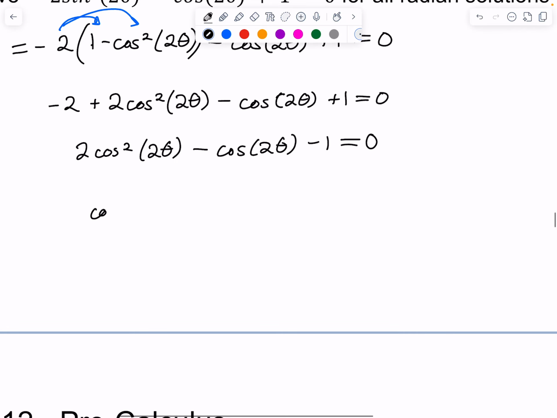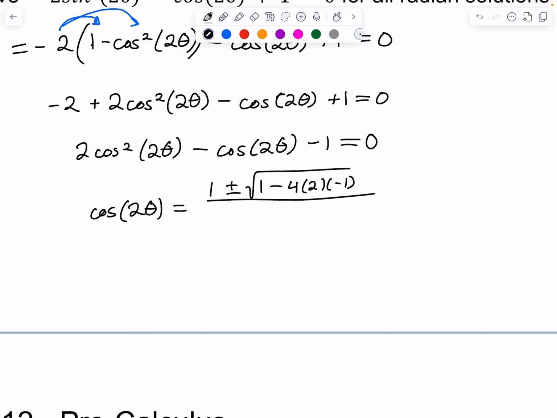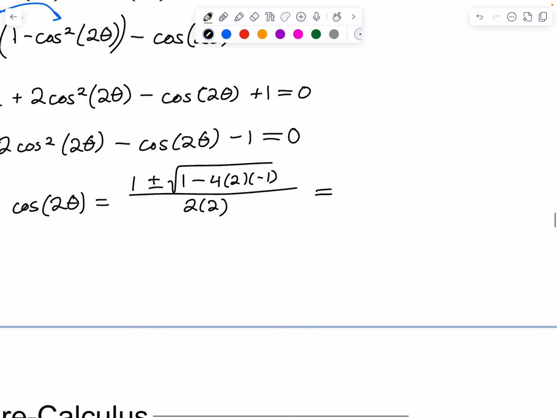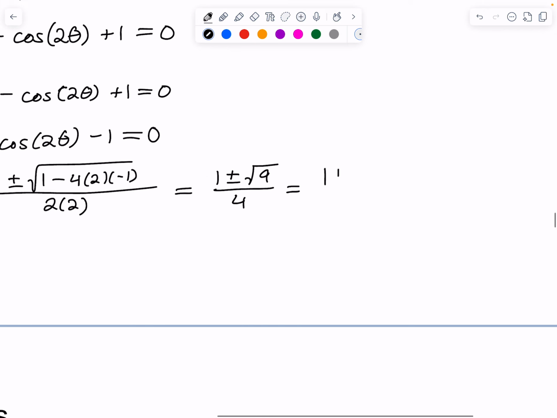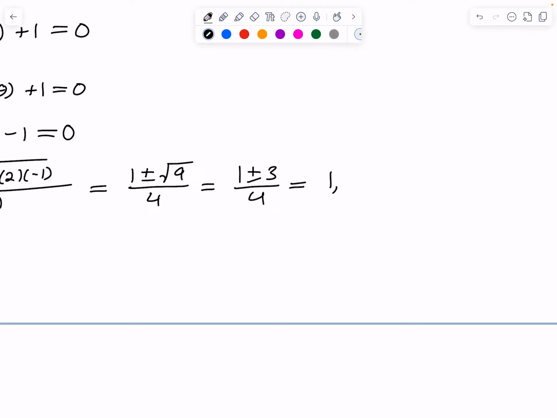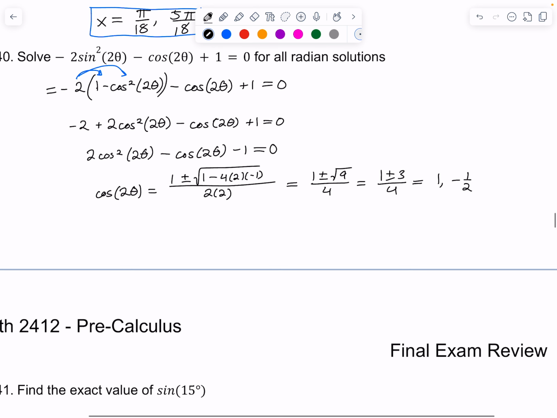And this is a quadratic, but instead of x, I've got cosine 2 theta, and it's equal to -b plus or minus the square root of b squared minus 4ac all over 2a. And that will simplify to be 1 plus or minus the square root of 9 over 4, which is 1 plus or minus 3 over 4. 1 plus 3 is going to be 4 over 4. That'll give us 1. 1 minus 3 will give us -2 over 4. That's negative a half. So cosine of 2 theta is 1, or it's negative a half. That means 2 theta, our angle, is, well, let's see.